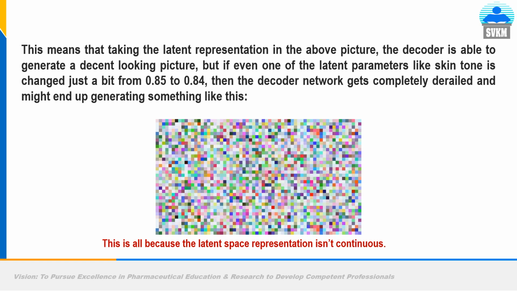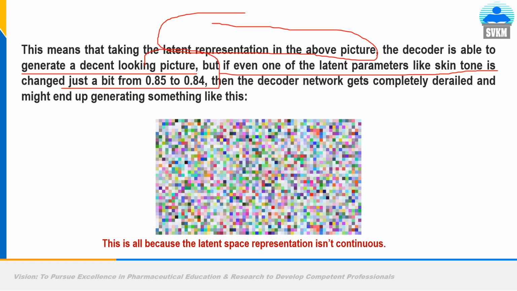Why? This means that taking the latent representation in the above picture, the decoder is able to generate a decent looking picture. But if even one of the latent parameters like skin tone is changed just a bit, from 0.85 to 0.84, then the decoder network gets completely derailed and might end up generating something like this. This is all because the latent space is not continuous.